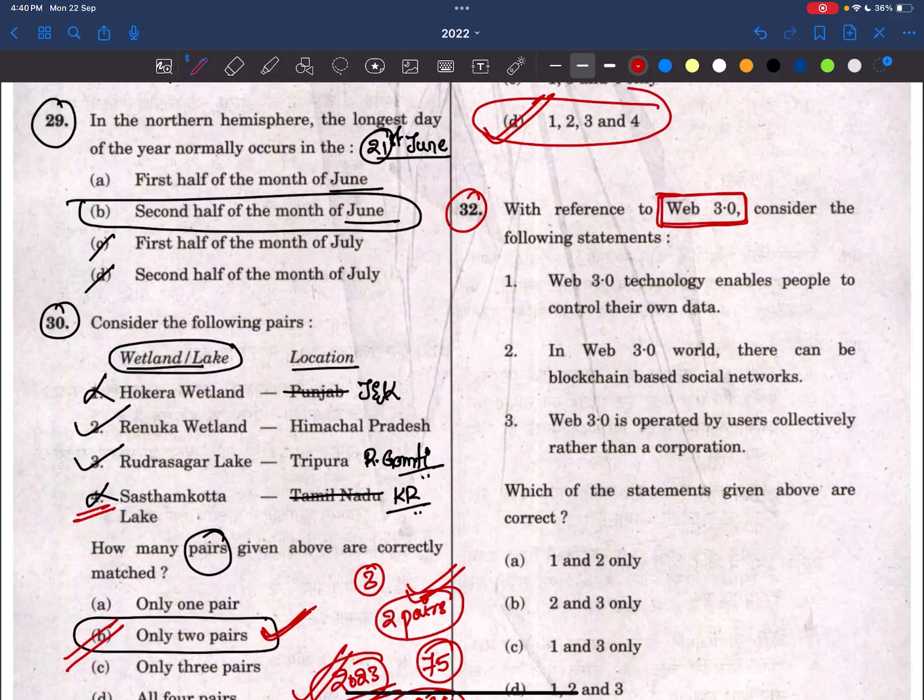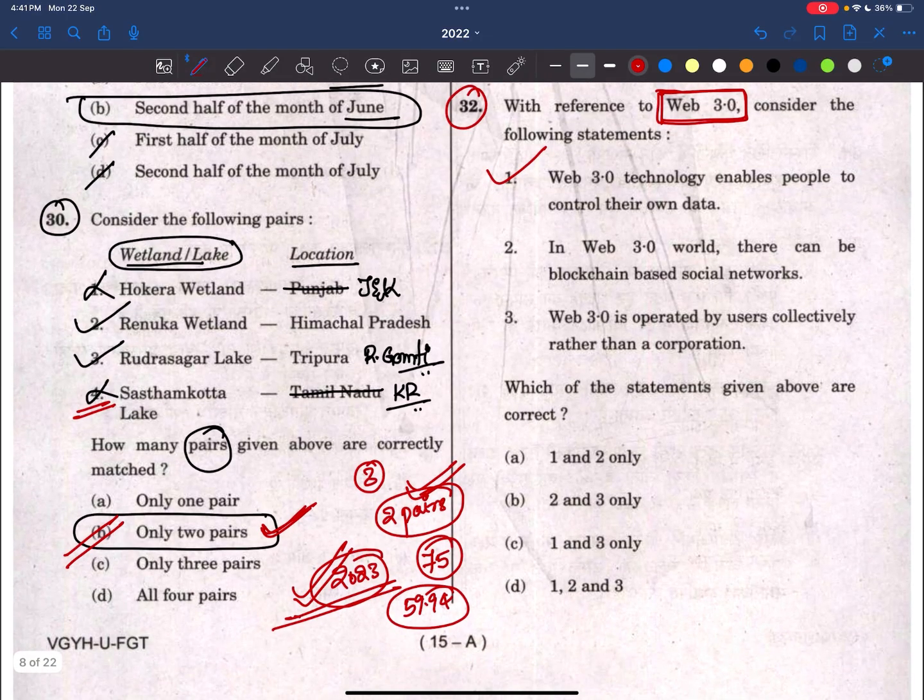Let's see the statements. Web 3.0 technology enables people to control their own data. Yes, this statement is true. In the Web 3.0 world, there can be blockchain based social networks. Yes, this is also true. What is blockchain technology? It is a decentralized ledger only, right? Everyone can use it, but only I can modify it. Even if others try to modify it, it will be visible, right?